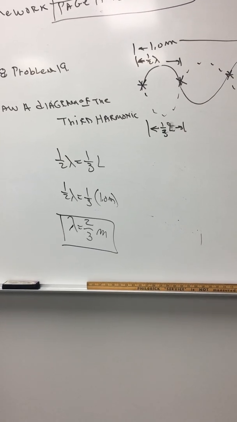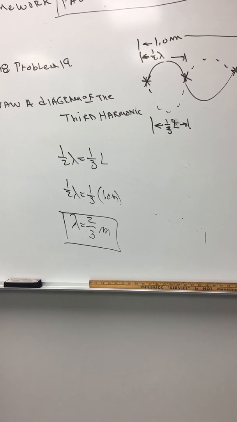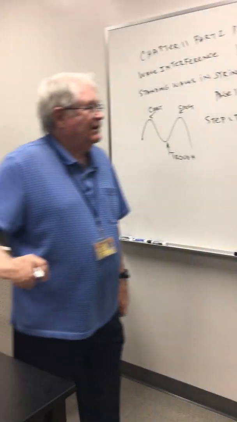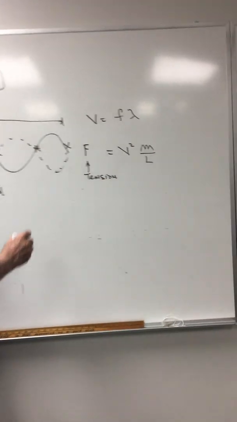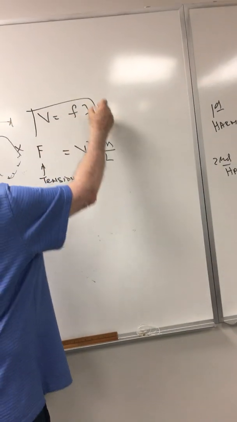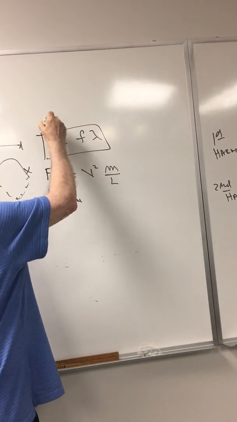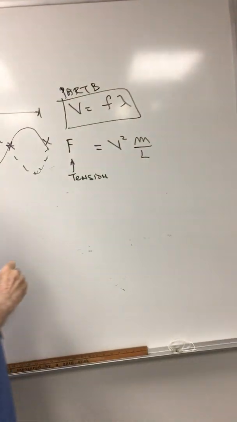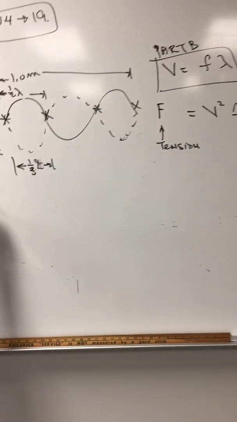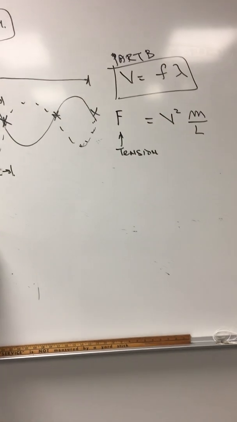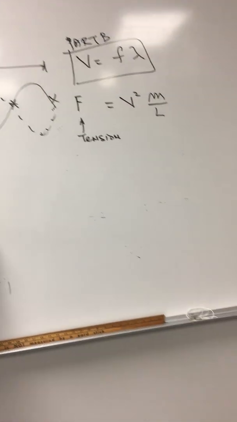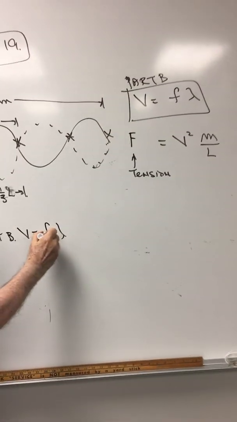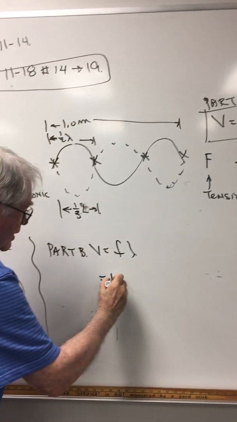Okay. Now it says determine the velocity of the waves. Well, we need a formula, and here's our formula right here. So this is going to be part B, determine the velocity of the waves. Part B is going to be the frequency times the wavelength. This is 120 hertz.